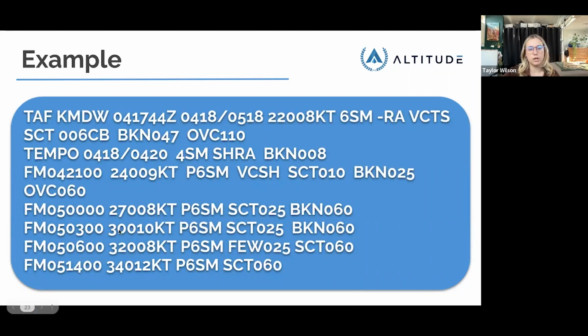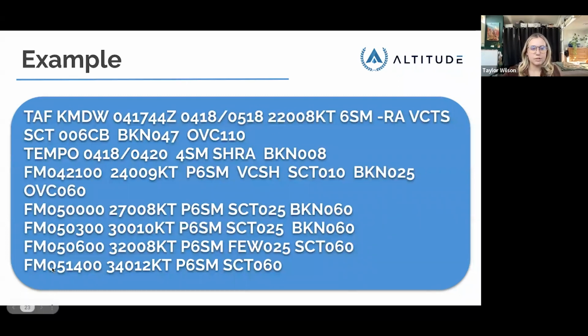From the 5th at 0300 Zulu, winds are 300 at 10 knots, plus 6 statute mile visibility. The clouds haven't changed, so still a scattered layer at 2,500 and a broken layer at 6,000. Following that, from the 5th at 0600 Zulu, 320 at 8 knots, plus 6 statute mile visibility. A few clouds at 2,500 and scattered clouds at 6,000. Neither of those constitute a ceiling. They're just letting you know there are few clouds at 2,500 and scattered at 6,000.